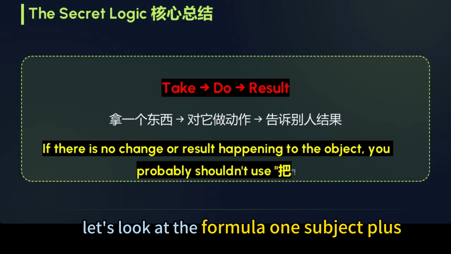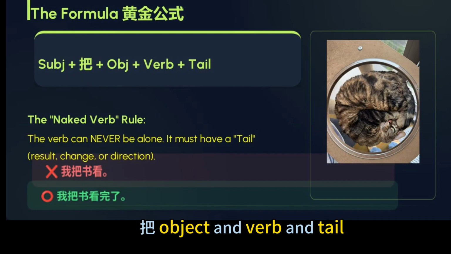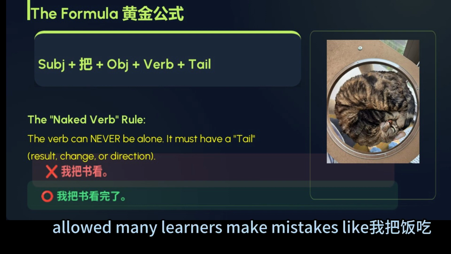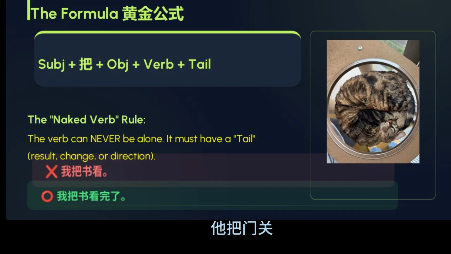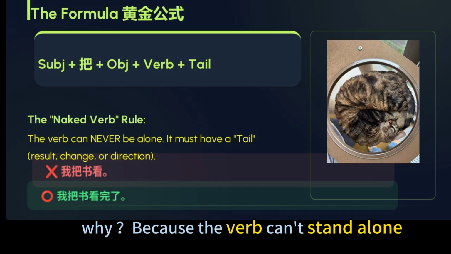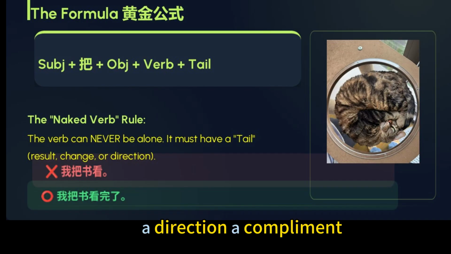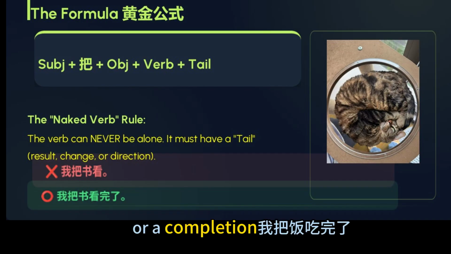Okay, let's look at Formula 1. Subject plus 把, object, verb, and tail. Here comes the most important rule. No bare verbs allowed. Many learners make mistakes like 我把饭吃, 他把门关. Why? Because the verb can't stand alone. The verb needs a tail. A tail could be a result, a direction, a complement, or a completion.